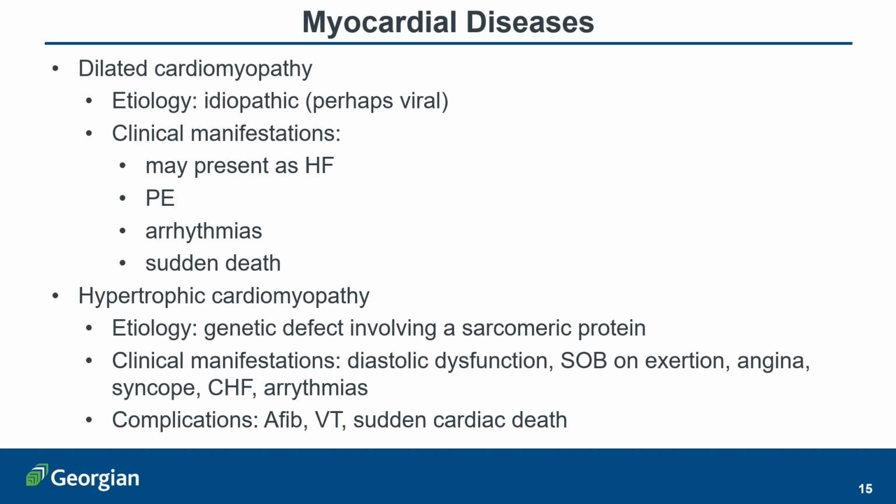In the case of hypertrophic cardiomyopathy, it is a genetic defect involving a sarcomeric protein. The clinical manifestations are mainly in terms of diastolic dysfunction, shortness of breath on exertion, angina, syncope, congestive heart failure, and various arrhythmias, not unlike that of dilated cardiomyopathy. The complications, also like dilated cardiomyopathy, could be the development of various arrhythmias, specifically atrial fibrillation or ventricular tachycardia, and ultimately the progression to sudden cardiac death.